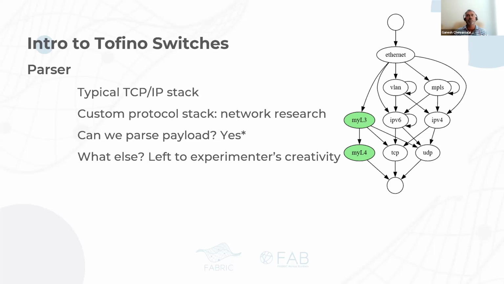For example, some people have shown DNS header parsing, and even DNS responders built on Tofino switches. And what else we can do is left to experimenters' creativity. In one of the cases, they have taken similar hardware and adapted it to a stock market, where the ticker prices and the stock prices are manipulated in the network for latency reasons, and they speed up the entire stock market.